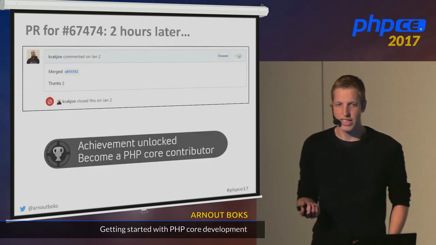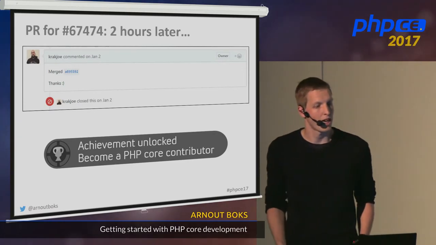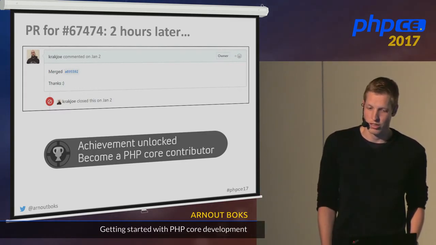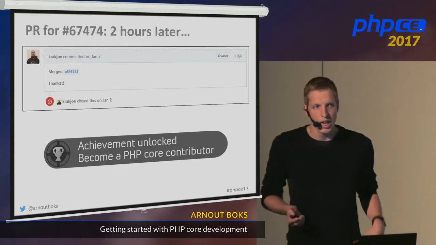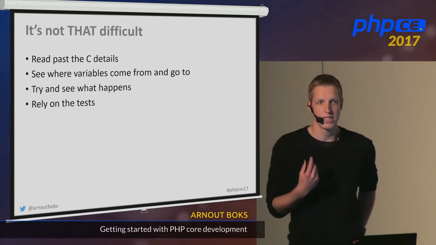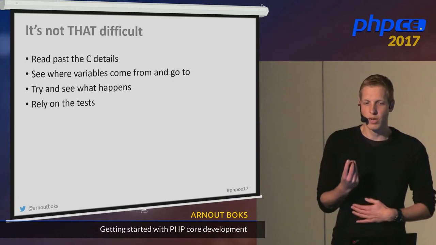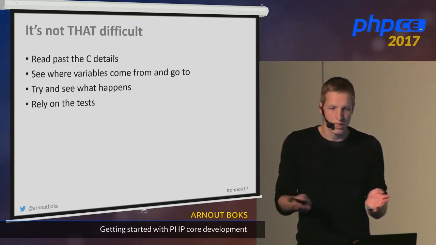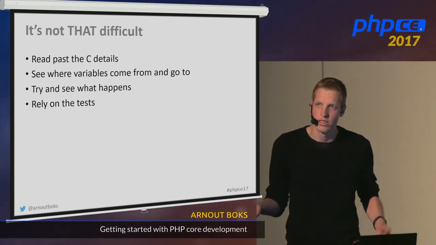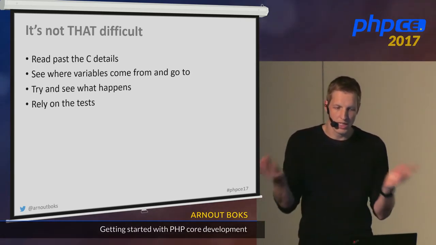So apparently the PHP maintainers are quite active on GitHub. Only 2 hours later, Joe Watkins, one of the maintainers, merged my pull request, and I was a PHP core contributor. And what I learned from this is that it's not that difficult, right, to make changes to the C code of PHP. It's just a matter of trying to read past the C details. You see all the syntactic fluff and the macros, and just try something, see what happens. See where the data comes from and where it goes to and what can happen with that.